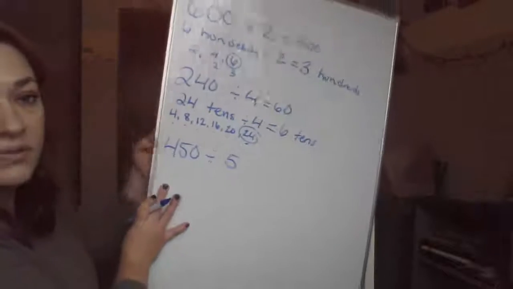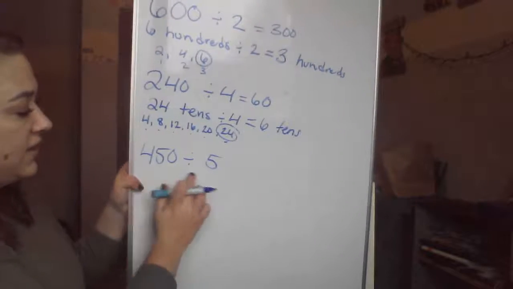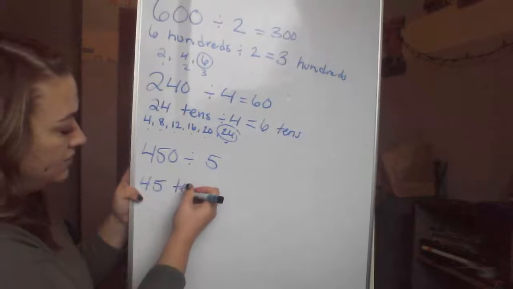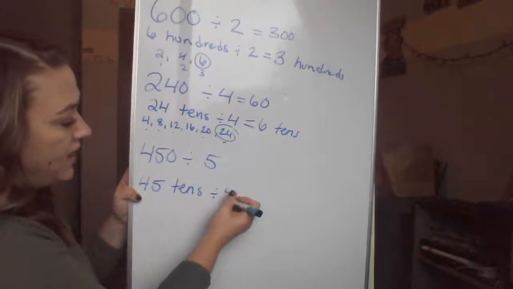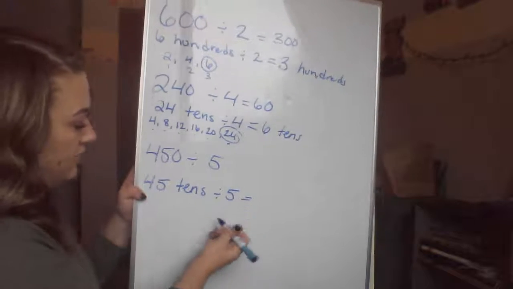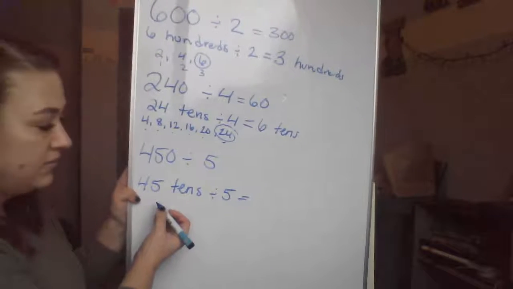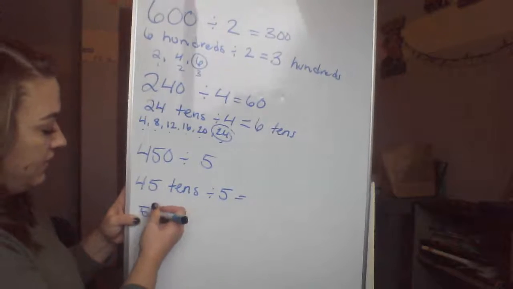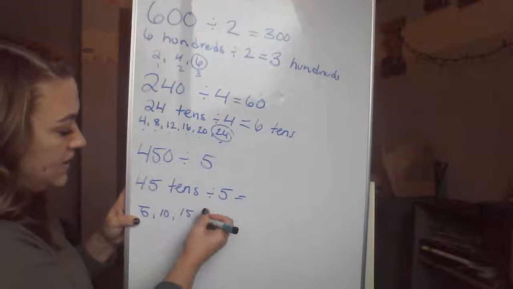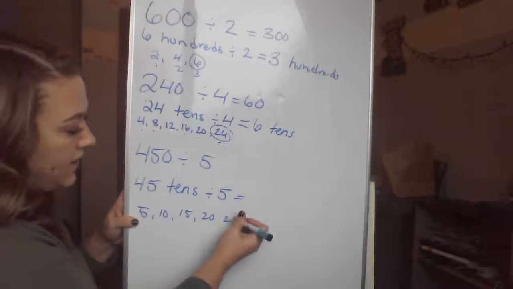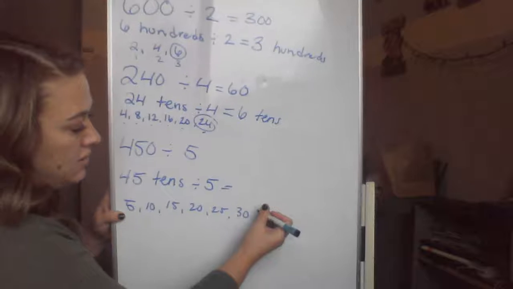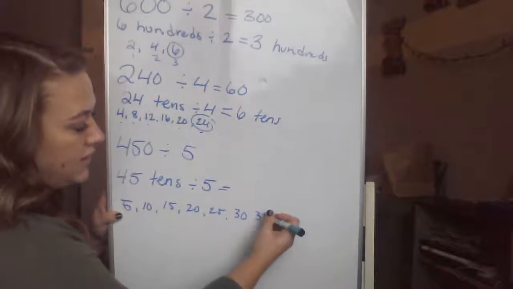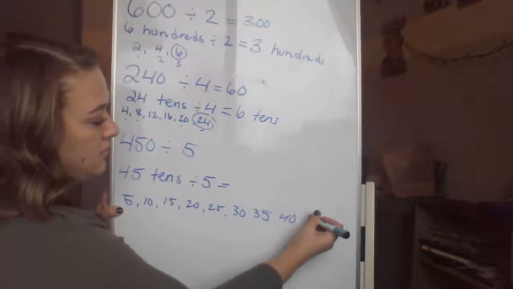Okay. Let's do our last one. 450 divided by 5. So we're going to do the same thing. 45 tens divided by 5. 5 times what's going to give me 45? If we don't know for sure, then we're going to skip count, okay? 5, 10, 15, 20, 25, 30, 35, 40, 45.